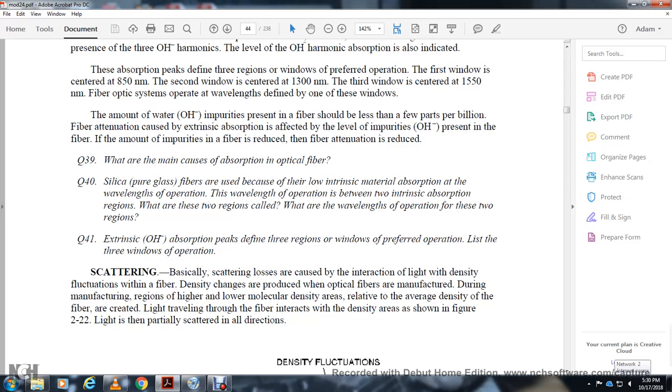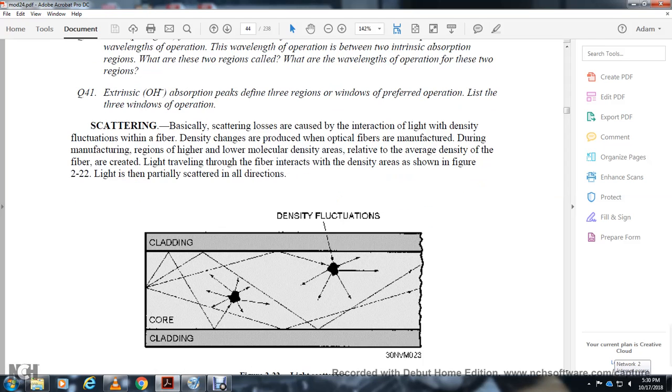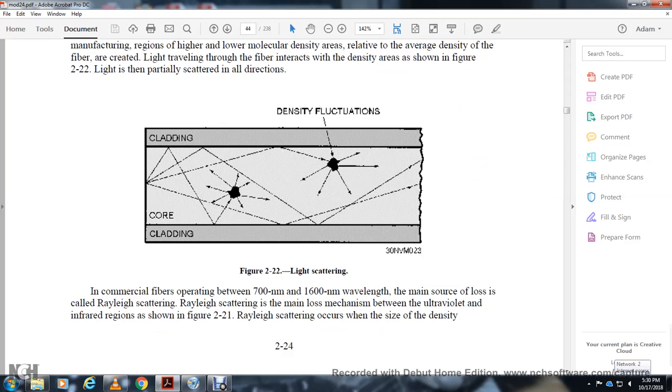Scattering covers the interaction of light with density fluctuations within the fiber material. The density changes are produced during the manufacture of the optical fiber, when regions of higher and lower molecular density relative to the average density of the fiber are created. Light traveling through the fiber interacts with these density areas, as shown in figure 2.22, and the light is partially scattered in all directions. The density fluctuations occur in the core and the cladding.